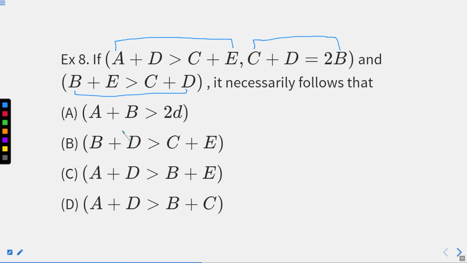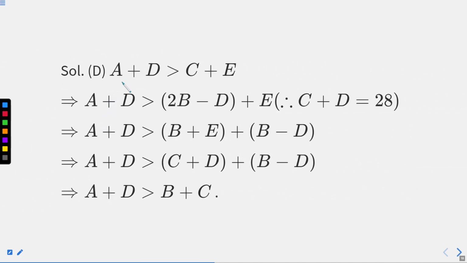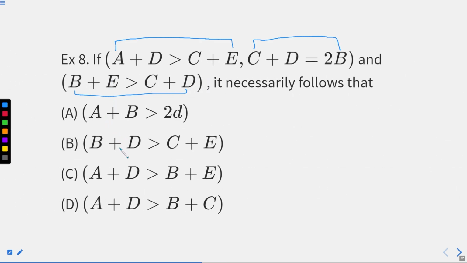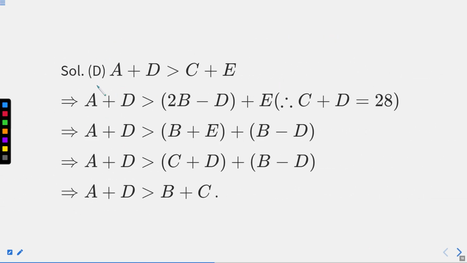Now, you are supposed to implement all those operations on all the expressions given in the option part. I'll directly jump to the right part so that I can explain the correct approach. We know that option D is written as A plus D is greater than B plus C. So, A plus D can be greater than C plus E. How can it be changed now? For that, what are we using?